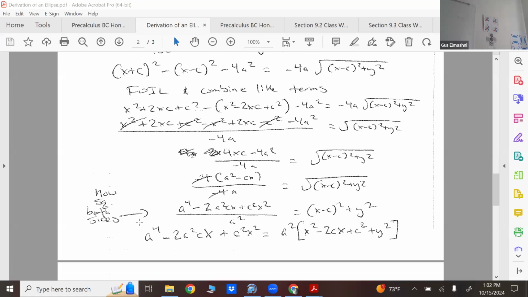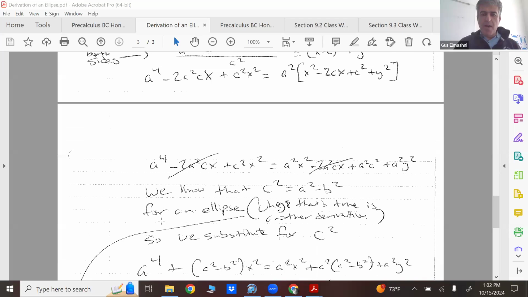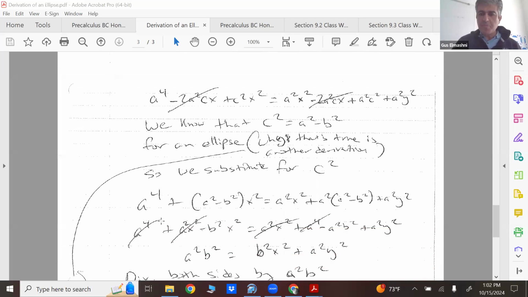Square both sides again. You get this. You have a to the 4th power. It's kind of nuts, right? You have all this stuff here. I can move this a squared over to that side, or divide by a squared. It's up to you. But move it over, distribute, and continue canceling things out. You stumble upon this. Now here's the other thing that's kind of tricky too.